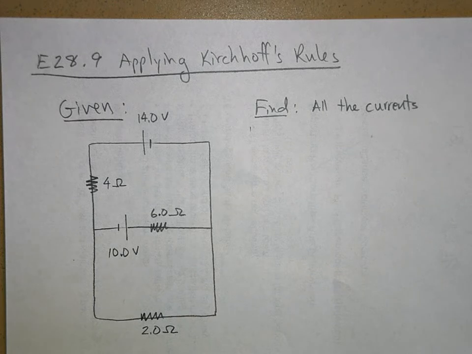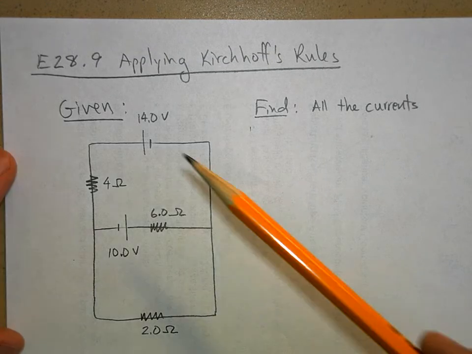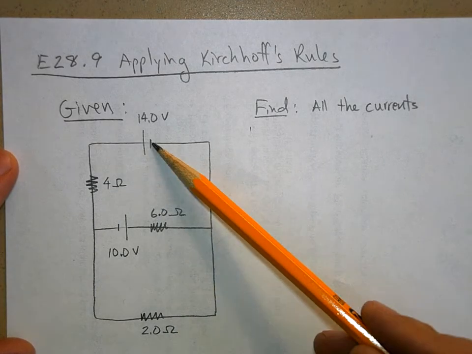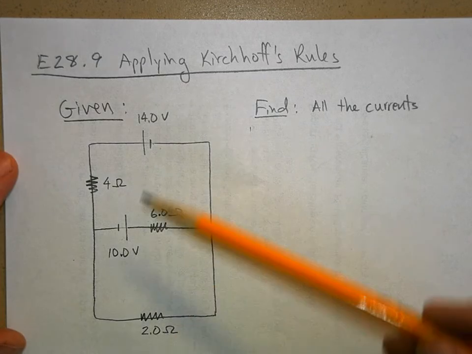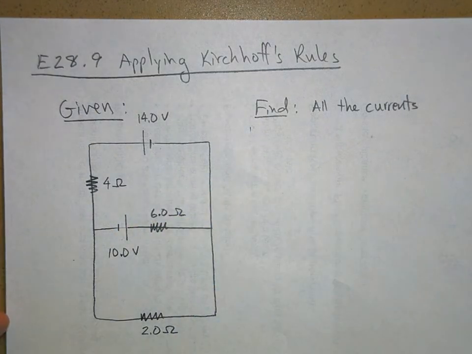We're going to use Kirchhoff's rules to solve a circuit. That is, we're given a circuit with two sources of voltage, and then 3 resistors in it.